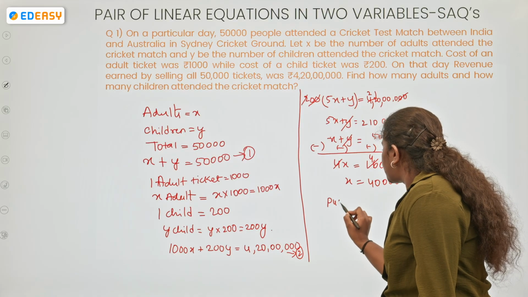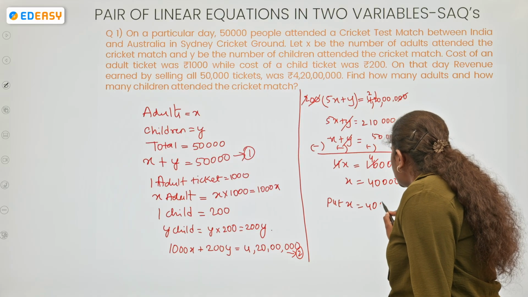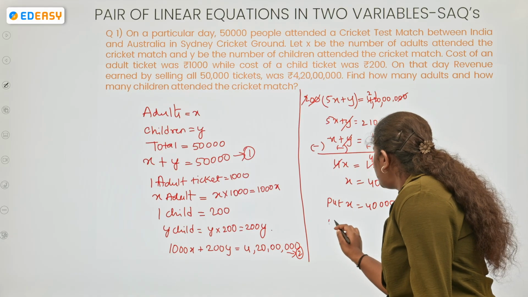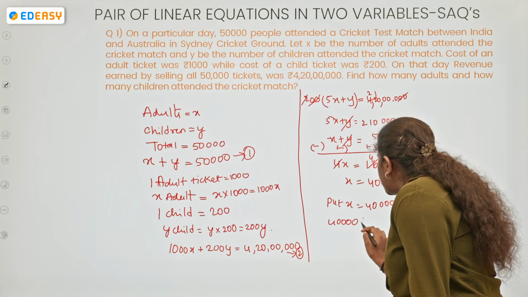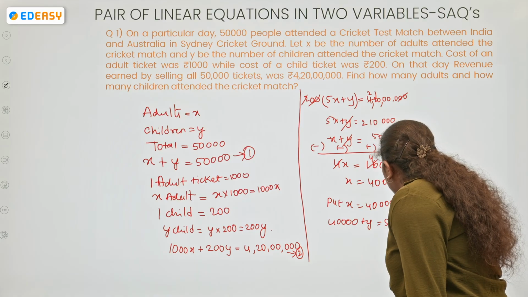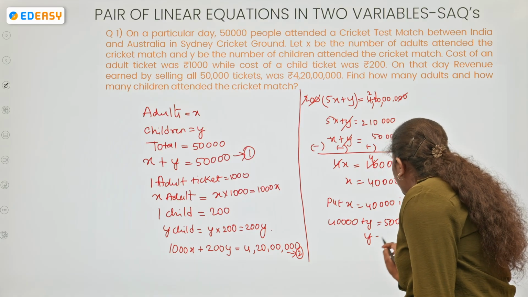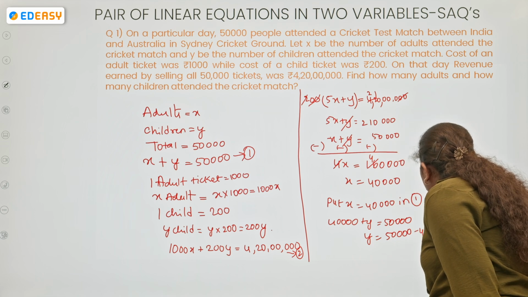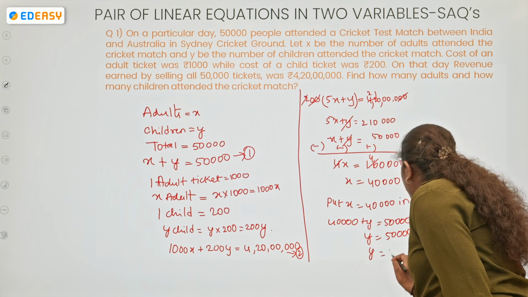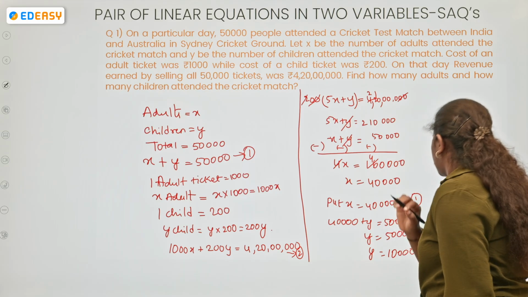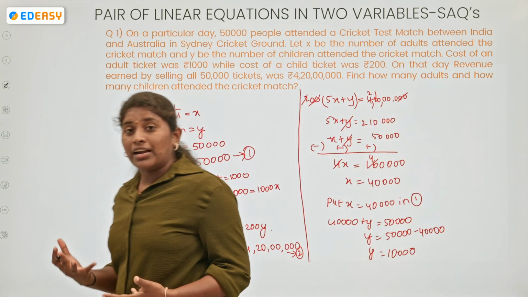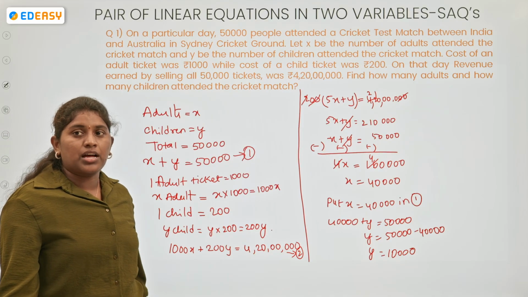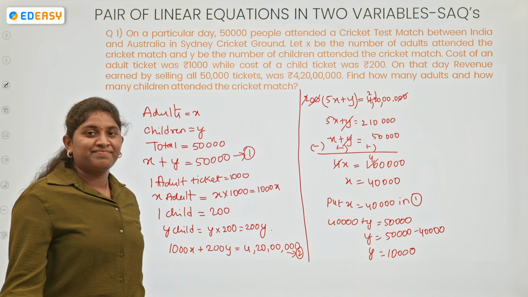Now put x equals 40,000 in equation 1. Simple. So now 40,000 plus y equals 50,000. Right? Now y equals 50,000 minus 40,000. So y equals 10,000. Clear? So now what is the number of adults? Number of adults is 40,000 and number of children is 10,000. Clear everyone? Yes. Fine.